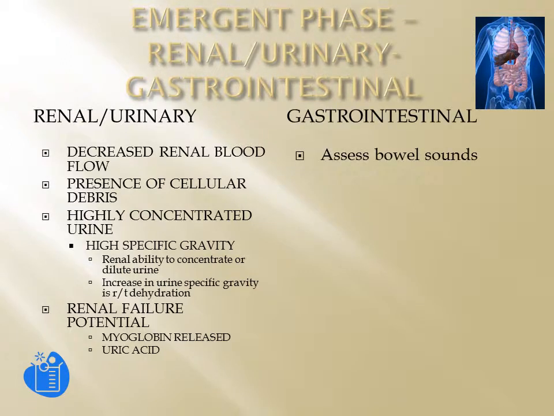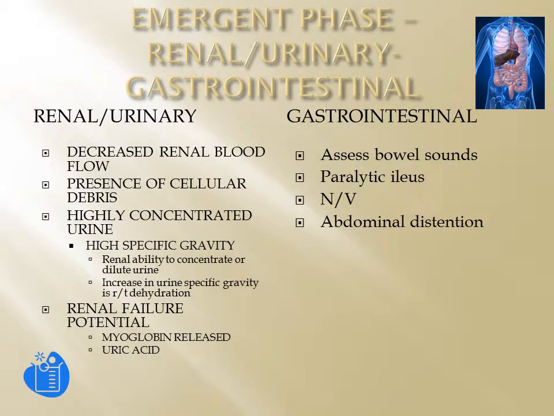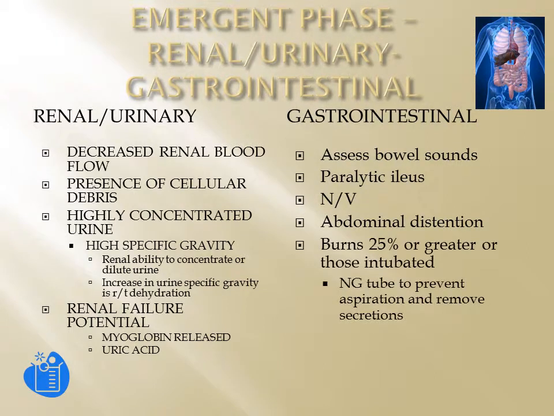And when discussing the gastrointestinal system during the emergent phase, you want to assess bowel sounds. They may experience paralytic ileus, nausea and vomiting, abdominal distension, possibly an NG tube to prevent aspiration and remove secretions, and you will monitor occult blood in stools for ulcer formation.